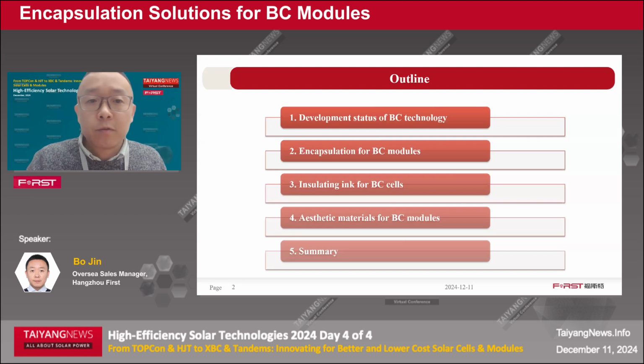So this is my outline. There are 5 parts. The first part is about the development status of BC technology, and the second part is the encapsulation solutions for BC modules, and the third part, this is a material used for BC cell, insulation ink. And in the fourth part, I would also introduce some of the aesthetic materials for BC modules. And in the last part, I will give a short summary.